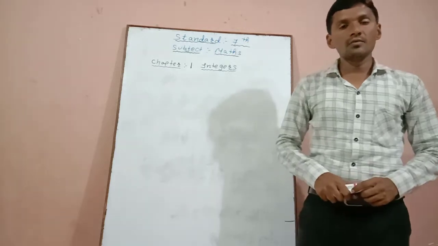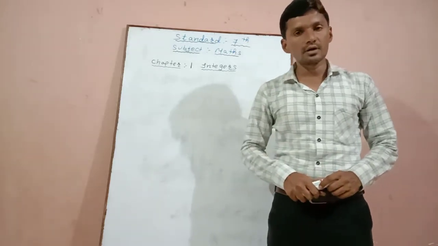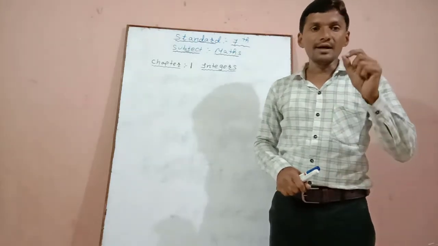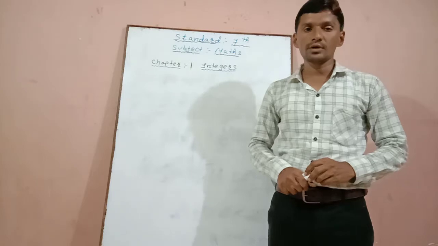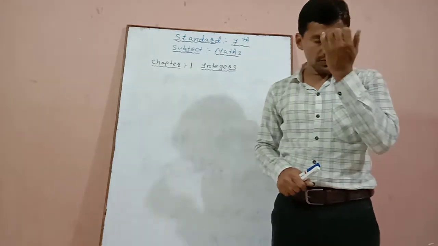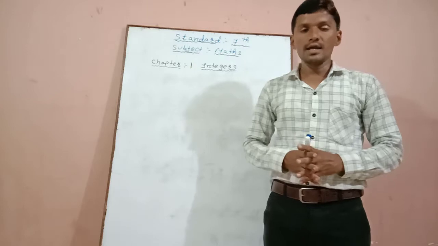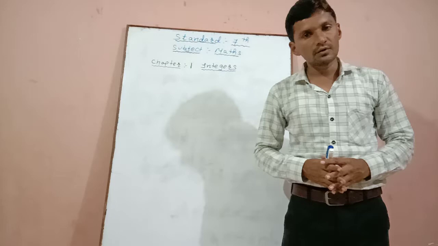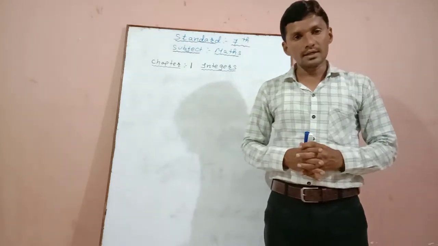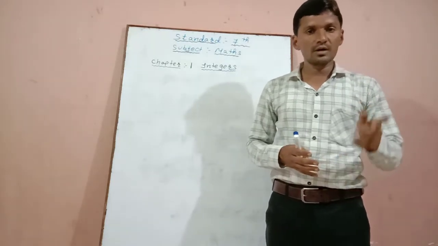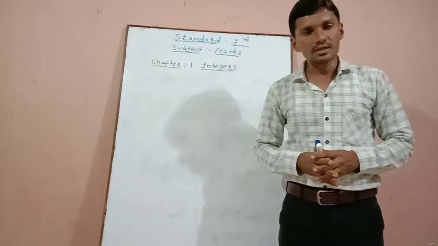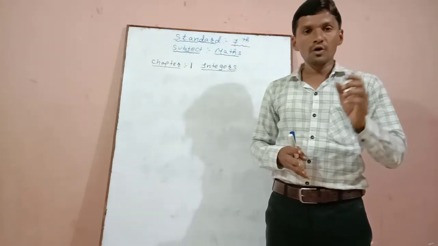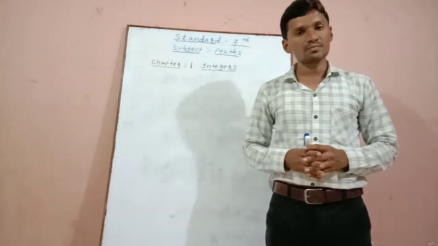In the last lecture we discussed integers, whole numbers, the number line and the properties of integers. That means if we add two positive numbers the answer will be positive. If we add two negative numbers the answer will be negative. If we add one positive number and one negative number the answer will be either positive or negative. All these have been discussed in the previous lecture.